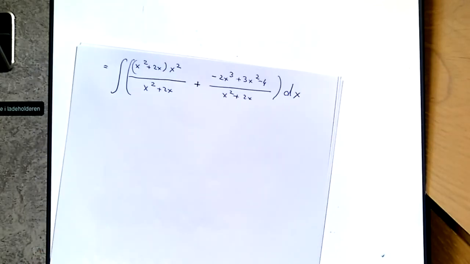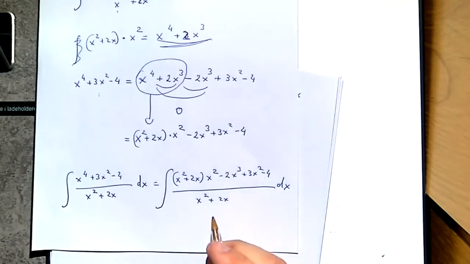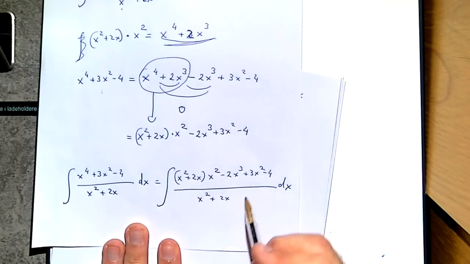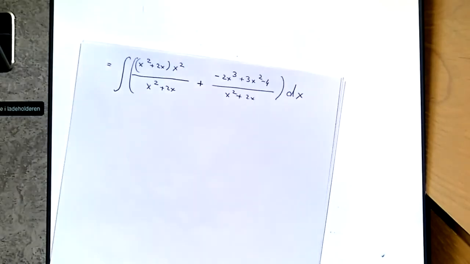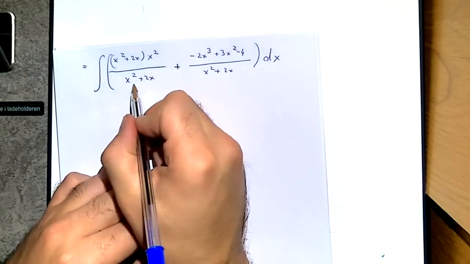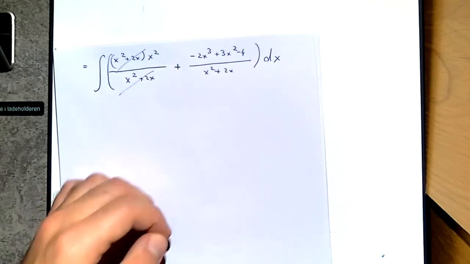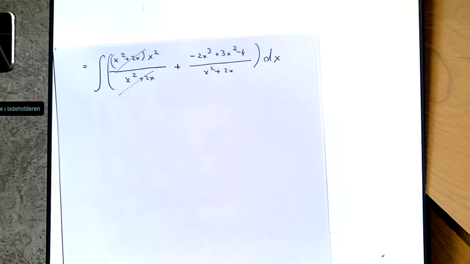Okay, what happened here? This was my equation, so I just split it. I just split it into two fractions. Okay? I split that whole thing into two fractions. Why did I do that? Well, now I can simplify this with this. Okay? That is the only reason I did that.